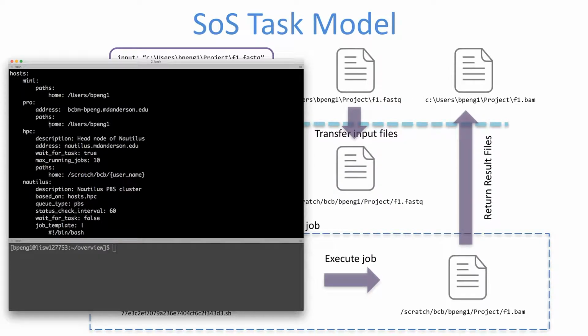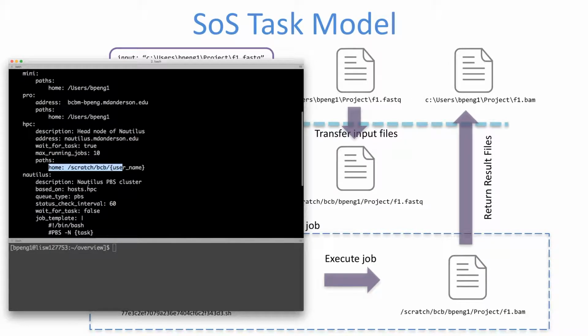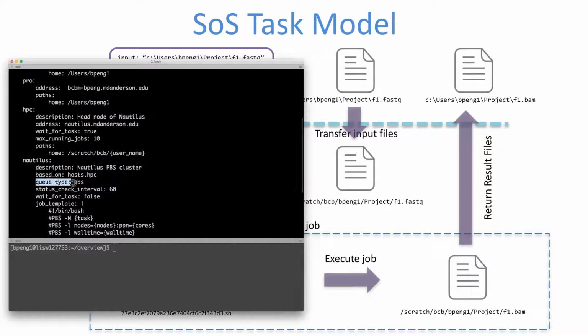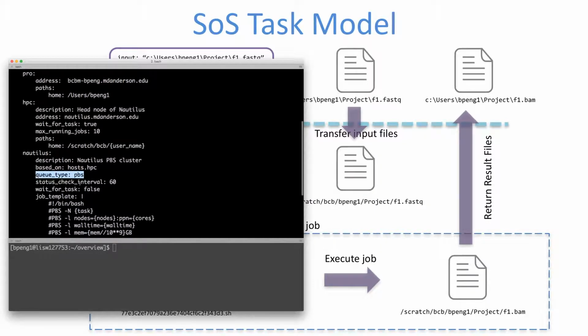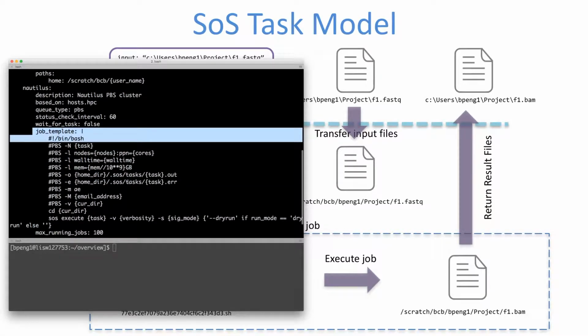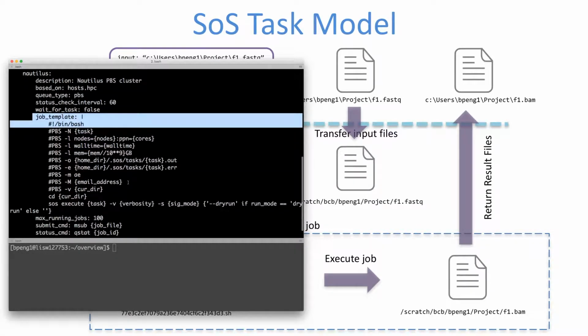So that's the map between your local host and your remote host. That's how the paths are translated. And then on the same machine, actually, there's a cluster system that's a PBS. You see the queue type is a PBS. And then there's a job template that you need to define. That's what you see over there.